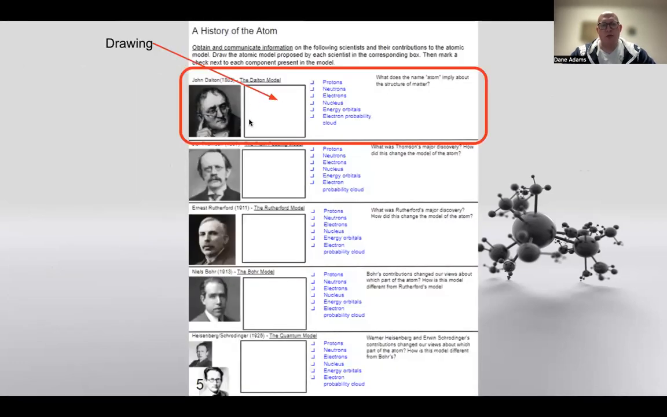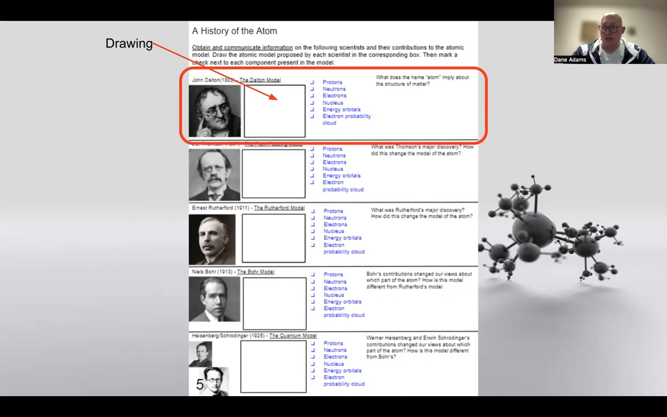Okay, in this little square here on page 5, I want us to draw a picture. I want us to draw really what we think Dalton is describing when he says the word atom. And before we do that, right over here, I again want you to write down, what does the name atom imply about the structure of matter? Well, the word atom implies indivisible or uncuttable. So in this little box over here, what do you think you ought to draw?